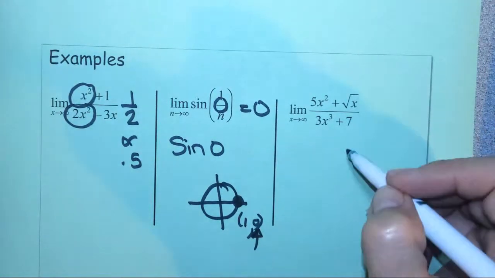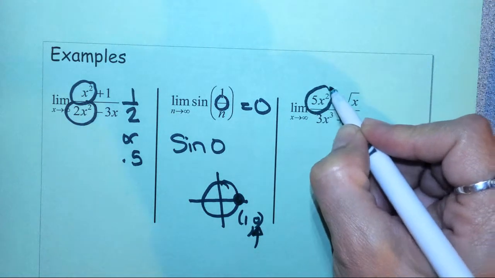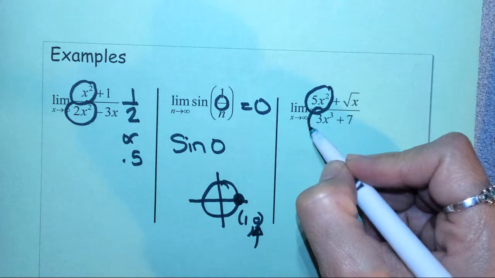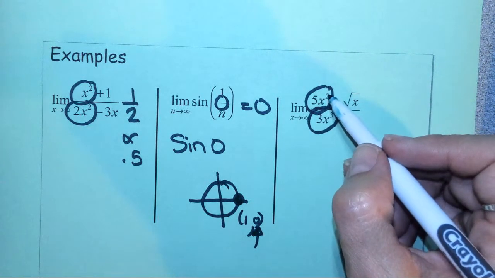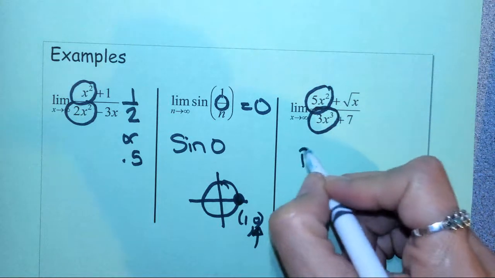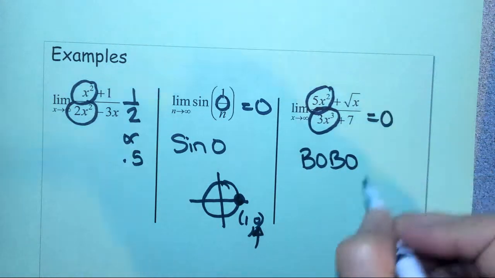And the last example that I did in class, we have another rational here. So I'm going to circle the biggest exponent on the top and the biggest exponent on the bottom. It is not bigger on top. It happens to be bigger on bottom. This is my Bobo, so it equals 0.